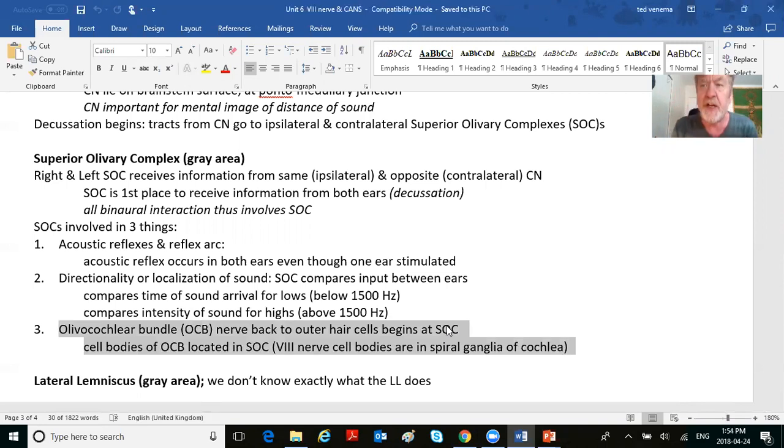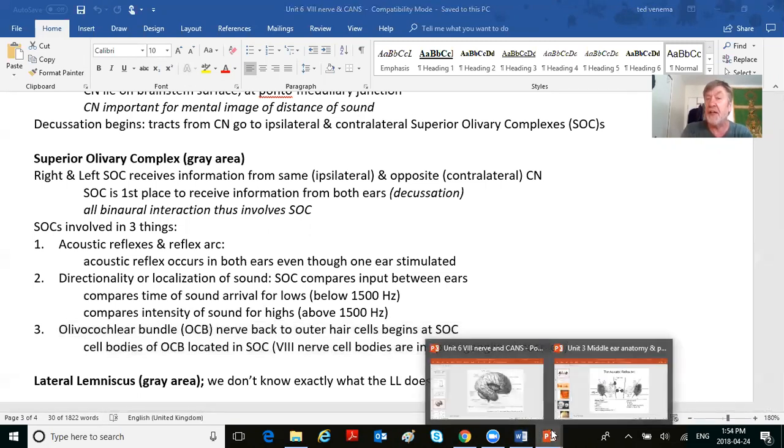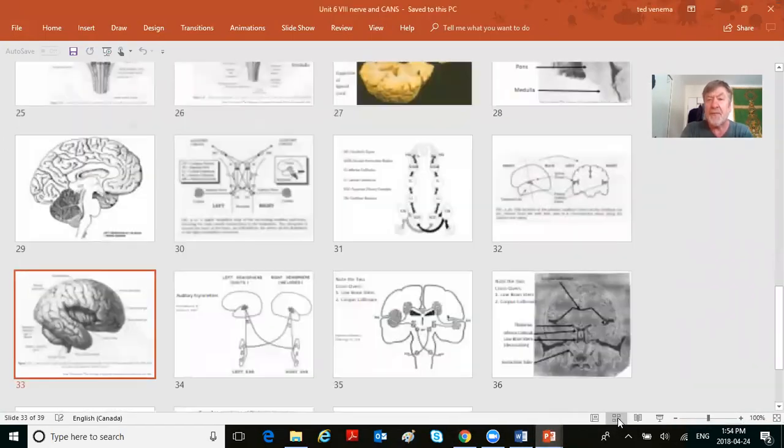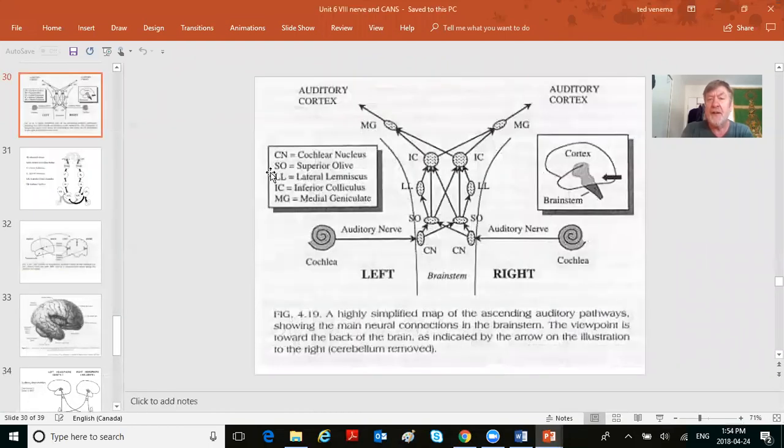So outer hair cells help the inner hair cells pick up soft sounds. Eighth nerve, Olivocochlear Bundle. And the Olivocochlear Bundle is very, very thin. Small little country bumpkin road compared to the great big superhighway of the eighth nerve. Okay? But those are the three things that the SOCs are involved with. They're a very important pair of nuclei. Highly useful. So that's this second pair of nuclei, superior olives.